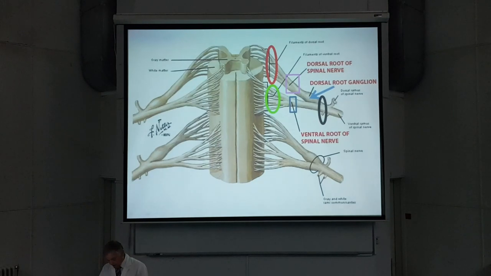The dorsal ramus will go to the muscles at the back, and the muscles at the back, first of all, are not skillful, and there aren't many of them, and they don't do lots of movements, while the muscles in front of the body are simply the opposite.